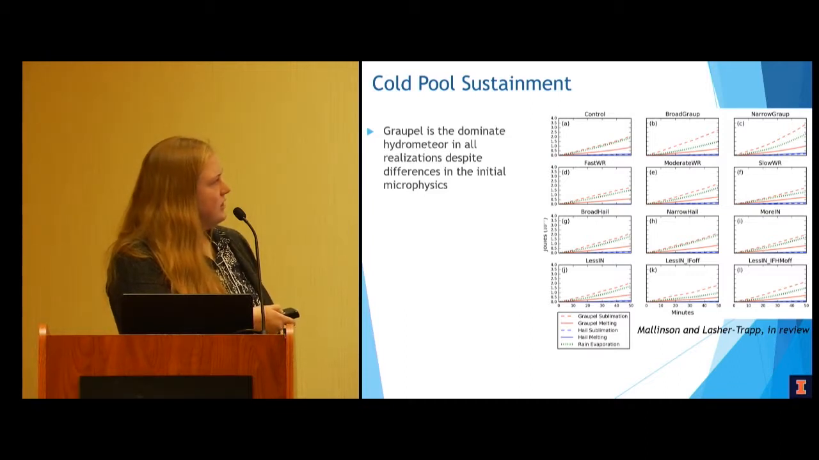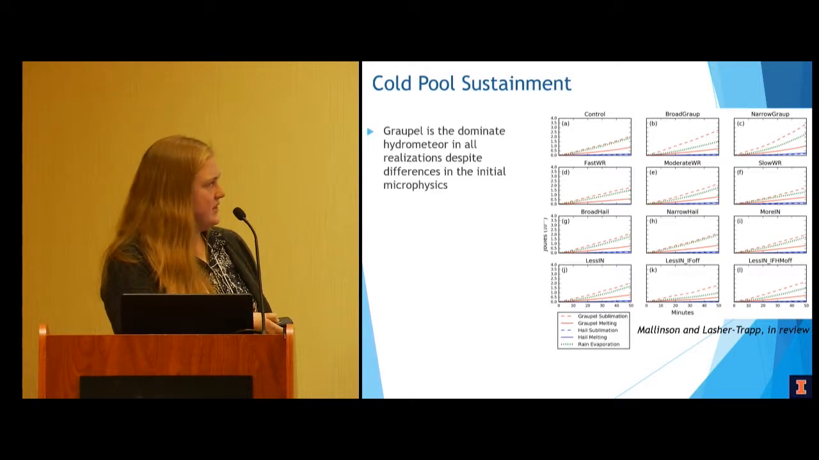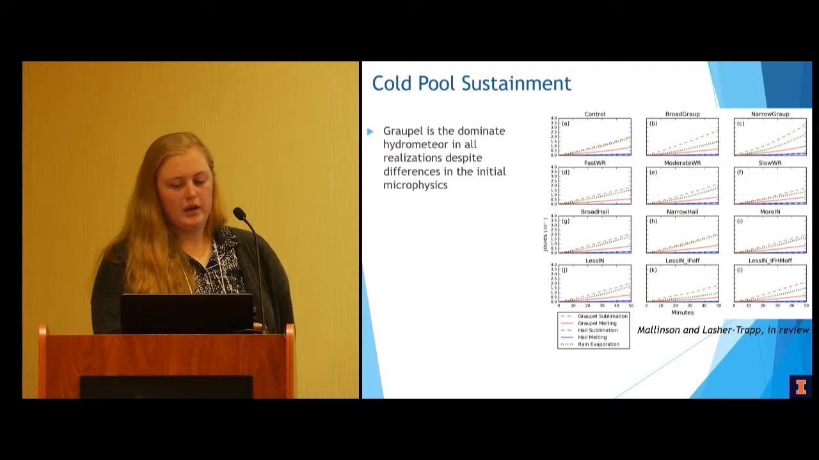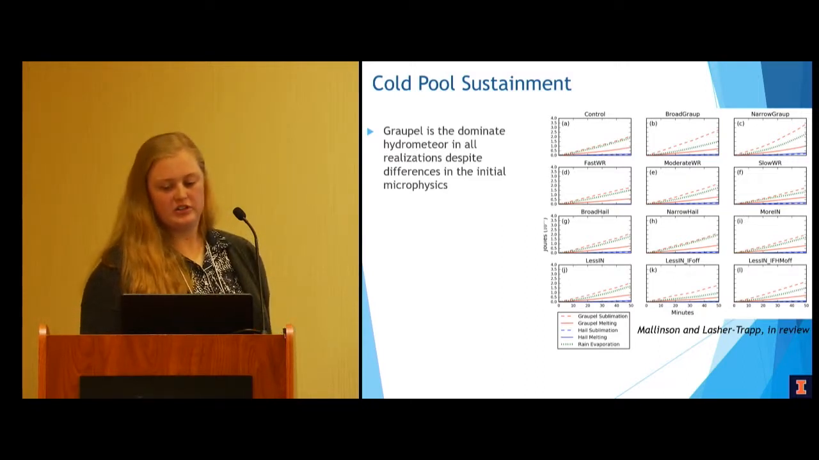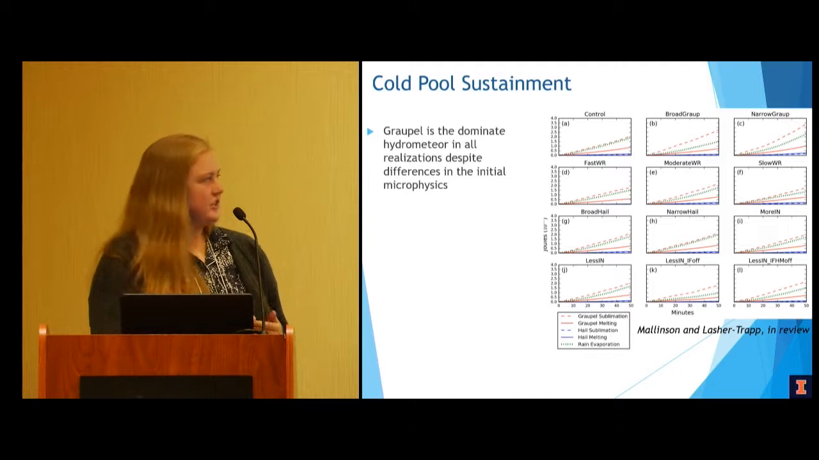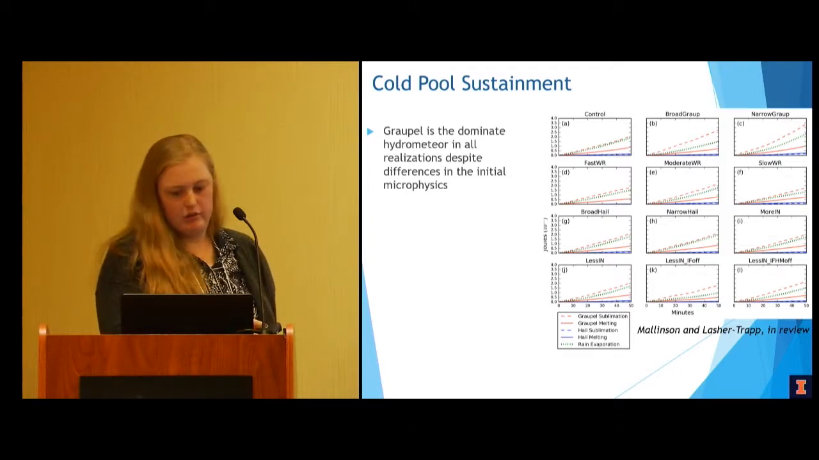So even when we change all of the initial microphysics characteristics for these 12 different runs, graupel sublimation is still the most dominant term for all of them, and it's pretty similar percentage-wise. Graupel sublimation is about 50% of the total latent cooling across all the runs. Rain evaporation is about 30%. Graupel melting is 15%. And then hail has very minimal contributions, about 5% of the total latent cooling.